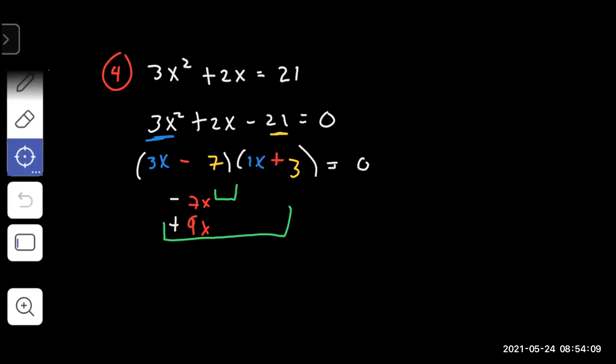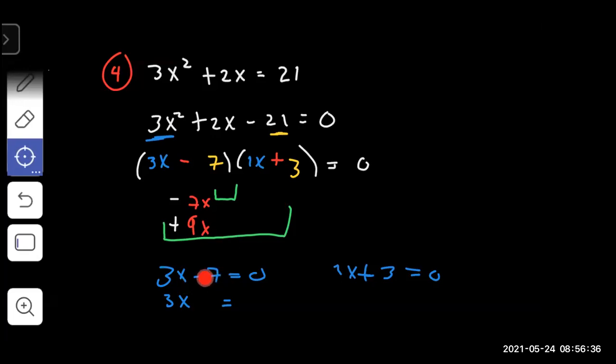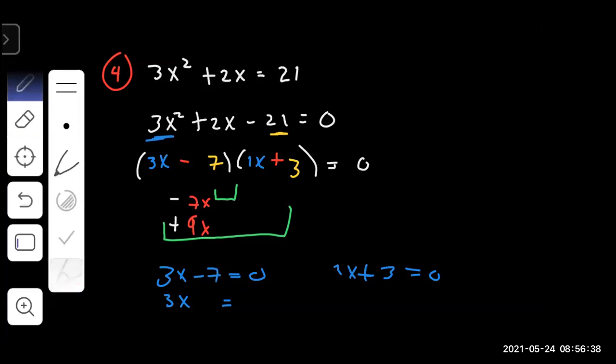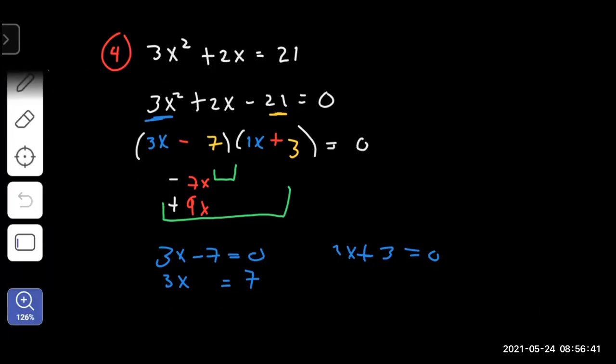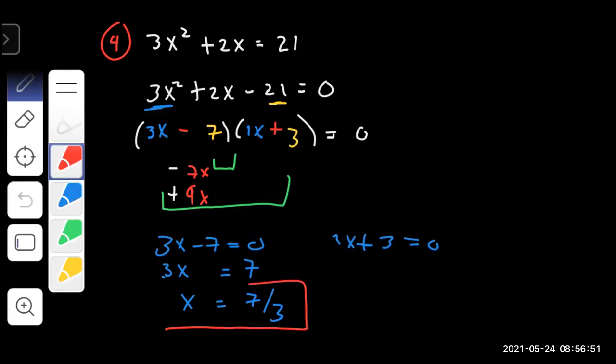So now we have to use the zero property. This expression equals 0 and this expression equals 0. Really easy, right? 3x minus 7 equals 0. 1x plus 3 equals 0. Let's leave x alone. This -7, guys, if I add positive 7 on either side, this is what I'm going to get. And what is x going to be equal to? This 3, guys, is multiplying, so it's going to be dividing. 7/3, that's my first solution.